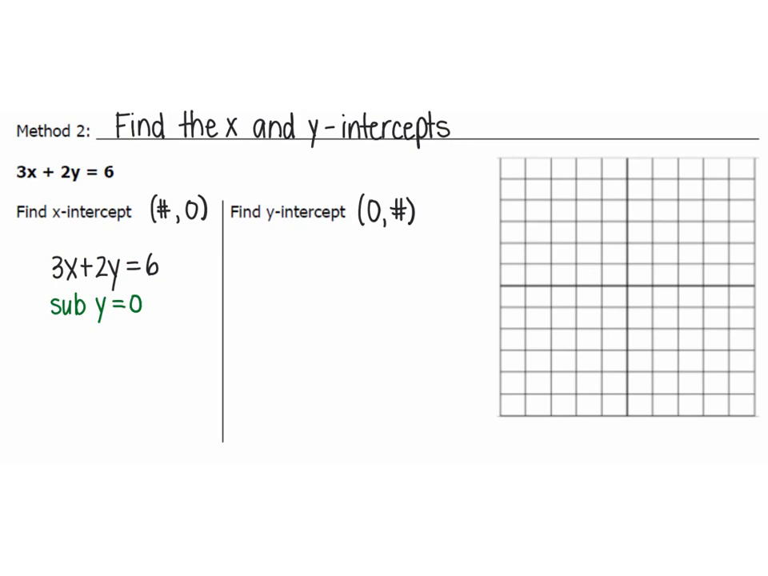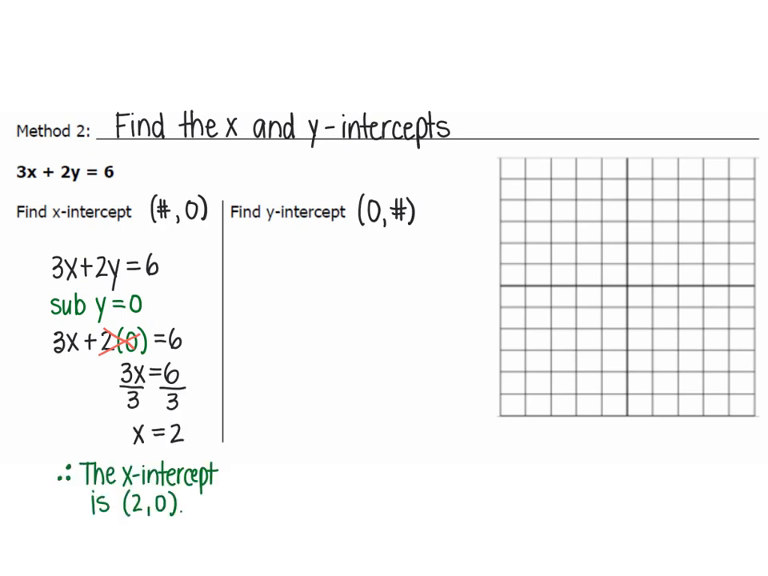value. We will have 3x plus 2 times 0 equals 6. That 2 times 0 term will actually go away because we know anything times 0 is just 0. So this will leave us with 3x equals 6. And then we can divide both sides by 3, and this will leave us with an x-intercept of 2. So we know that the x-intercept will be 2, 0.